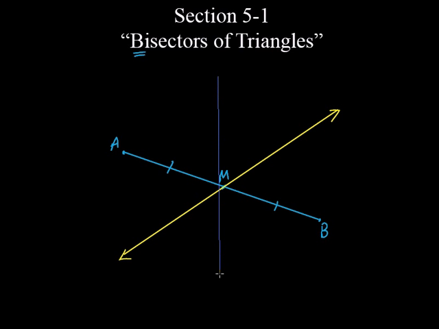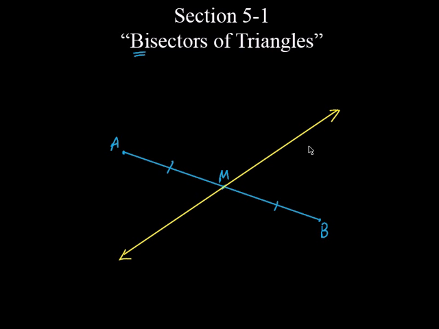We could have another one that's maybe going like this. That would bisect it. Why? Because it hits it at its midpoint. What if I took this red line and put it right here? Is it bisecting AB? No, it's not bisecting AB because it doesn't hit the midpoint. It's got to hit at the midpoint. So it bisects it.